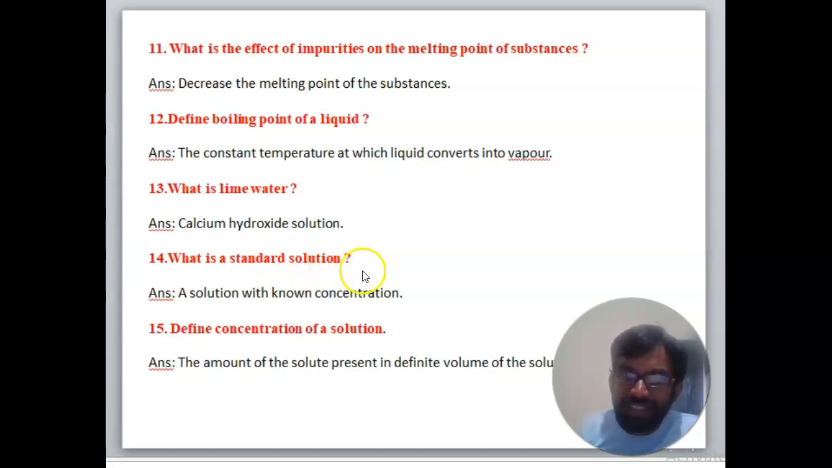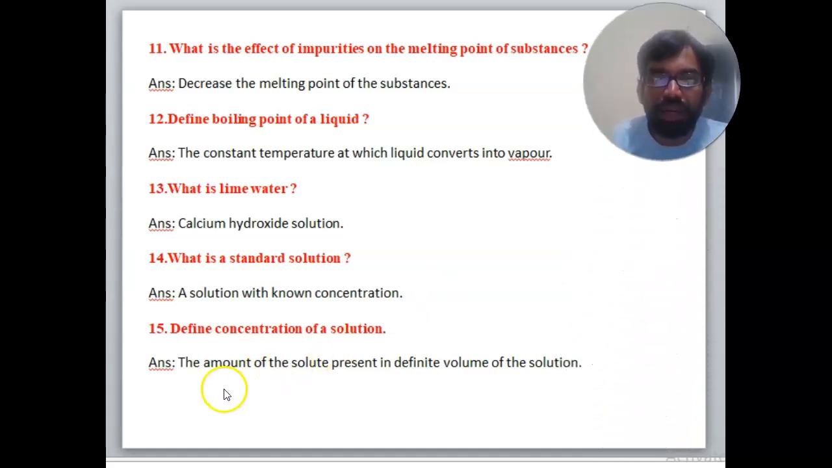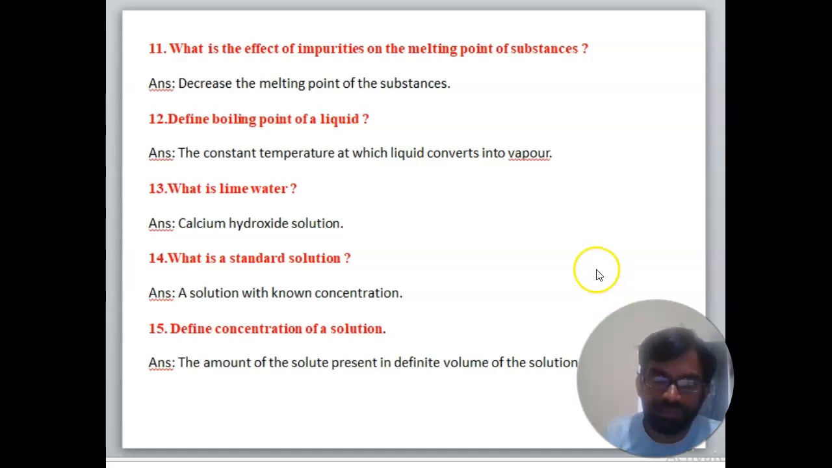What is a standard solution? A solution of known concentration is called a standard solution. The 15th one, define the concentration of a solution. That is very important. The amount of solute present in a definite volume of the solution is called the concentration of the solution.